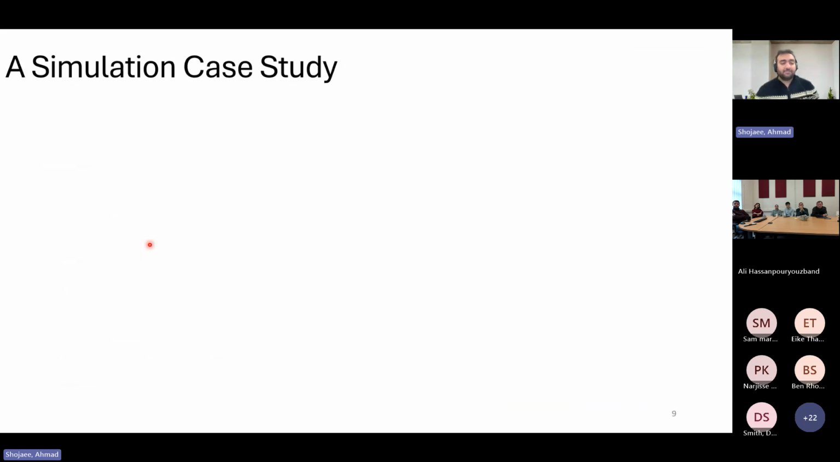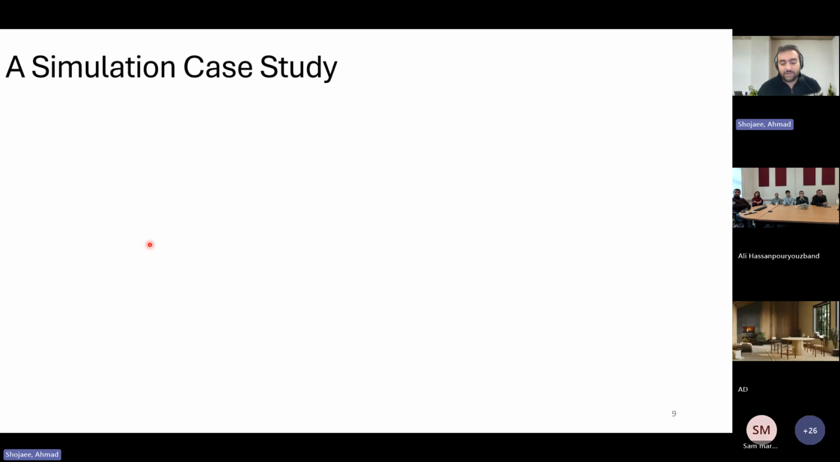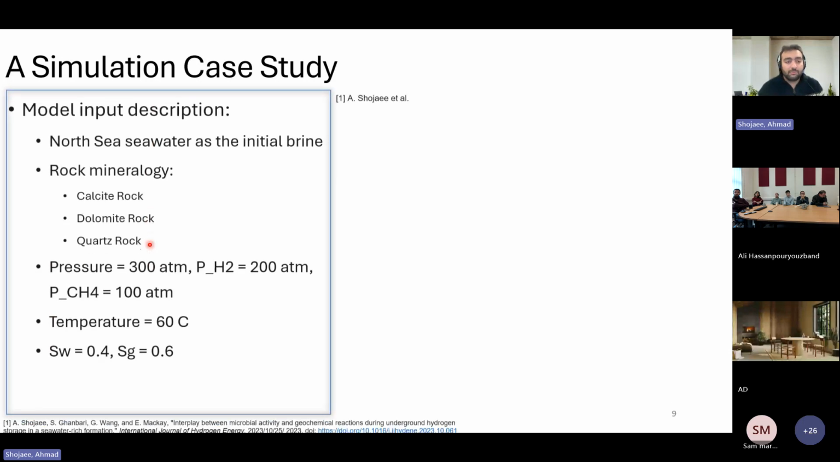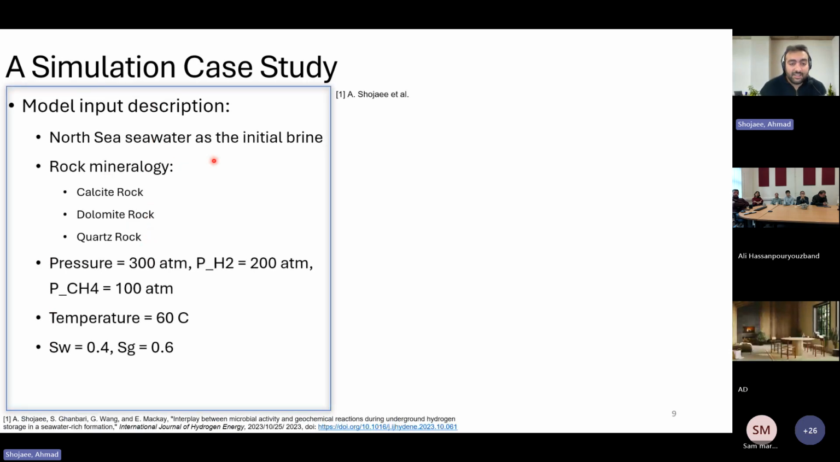So after developing this model based on these assumptions, we performed a simple batch simulation study to understand how such a system works. I mean, defining a system with the 3 microbial reactions, methanogenesis, acetogenesis, and sulfate reduction, and we will have some geochemical reactions. So we can define some mineralogical setups. I mean, some systems with different geochemical properties. For example, assume you have a reservoir with calcite, or a reservoir with quartz, or a reservoir with dolomite rock. So we defined the system using the North Sea water as the initial brine.